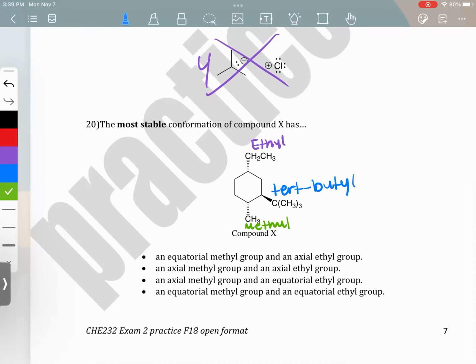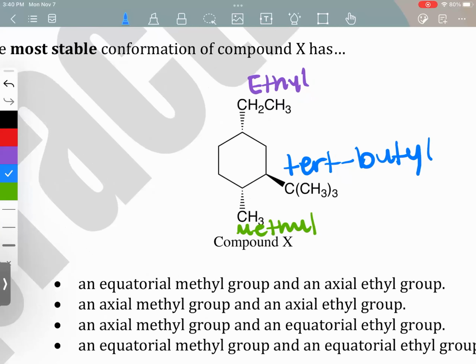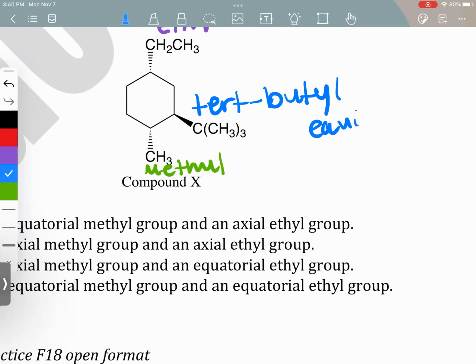In order to have the most stable chair conformation, we always have to push the biggest group into an equatorial position. So which of these substituents is the biggest one? The tert-butyl, exactly. So we want that in equatorial. It's on a wedge, so that means it's going up. It's going to be equatorial up. So then what kind of carbon does it have to be on? A down carbon. Right. So then this is up, down, up, down, up.